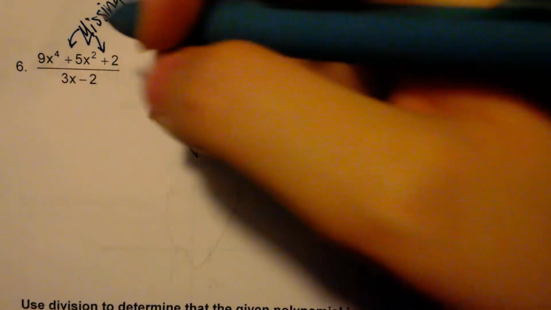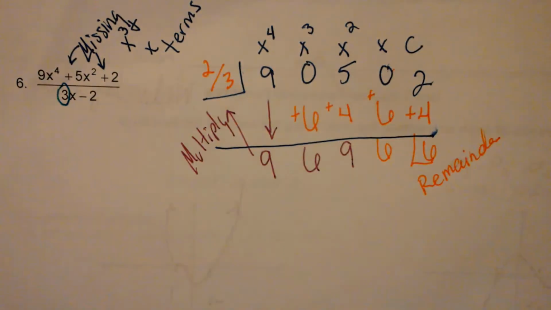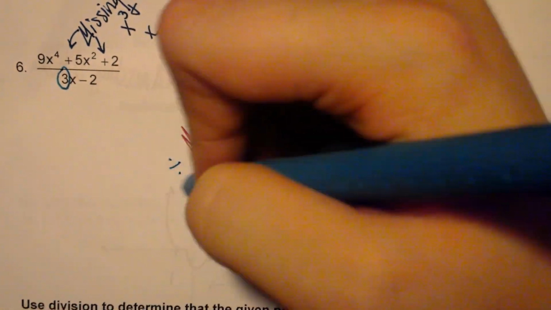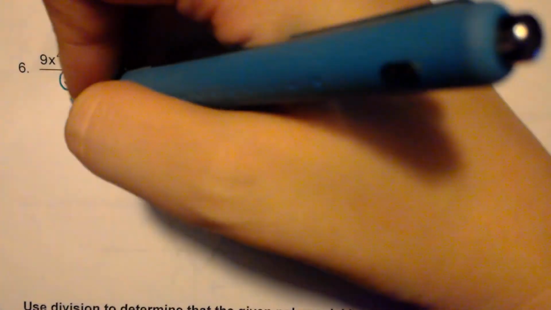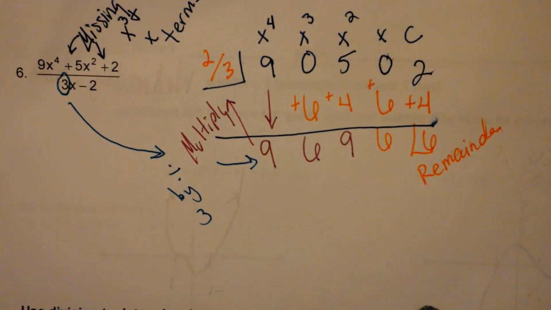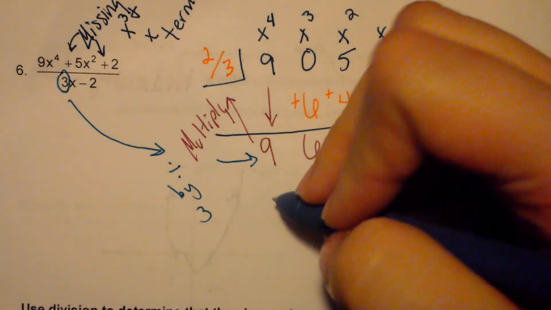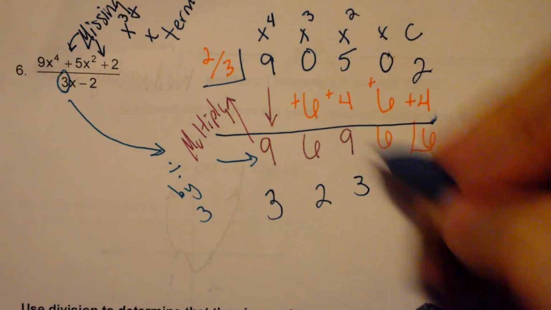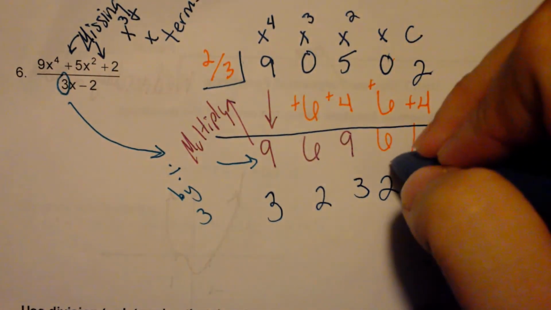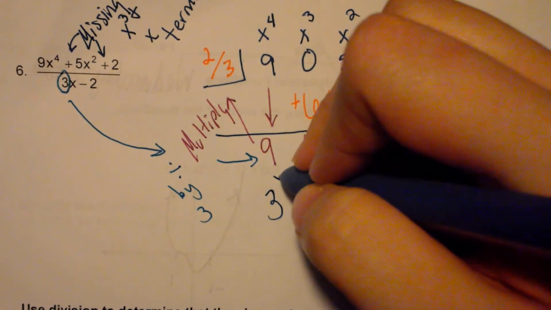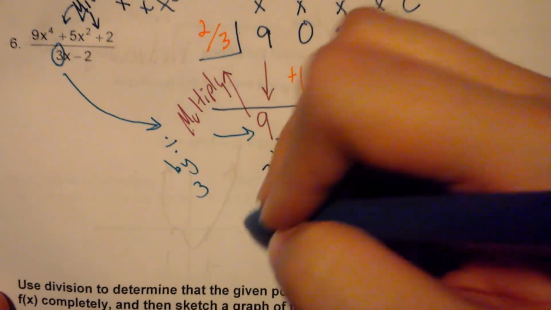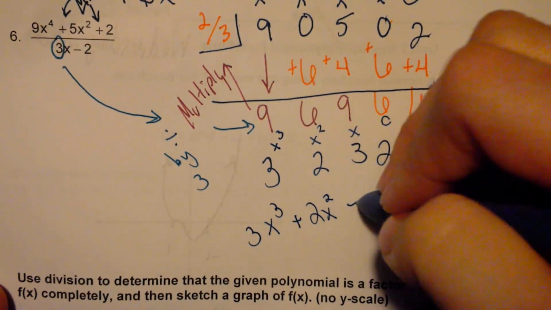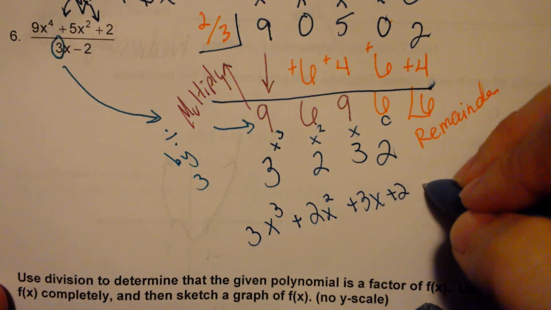And there's an extra step. If I have a coefficient on x in my divisor, I have to divide all of these numbers by that coefficient. So 9 divided by 3 is 3, 6 divided by 3 is 2, 9 divided by 3 is 3, 6 divided by 3 is 2, and that's my constant, my x squared, my x cubed. And so I have 3x cubed plus 2x squared plus 3x plus 2, and then my remainder.